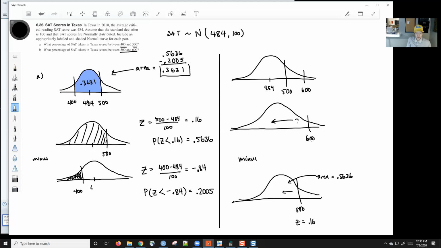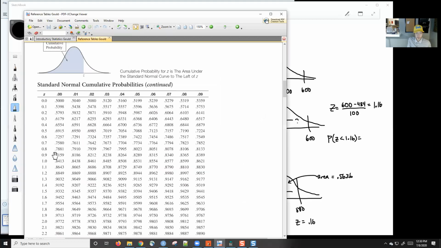Now we really just have to figure out the probability of being less than 600. Our z-score is going to be 600 minus the mean, 484, divided by 100. 600 minus 484 is 116, divided by 100 is 1.16. I look up the probability that z is less than 1.16 in the z table, row 1.1, column 0.06, and I get 0.8770.